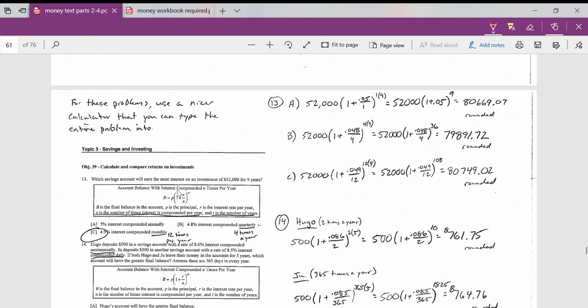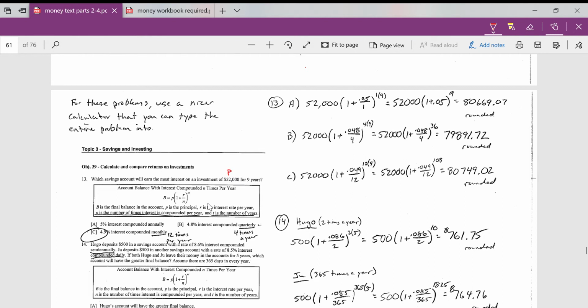It's very similar to what we looked at in Objective 38, but we're going to have to figure out some of these numbers instead of where they put it in, like the number underneath the R they did in Objective 38. We're going to have to figure that out now. So it says B is the balance. That's what we're going to be looking for, I believe, in all these problems. P, that's the same as it has been. That's the principal or the amount that we're putting in. So in this problem, the 52,000 is P.